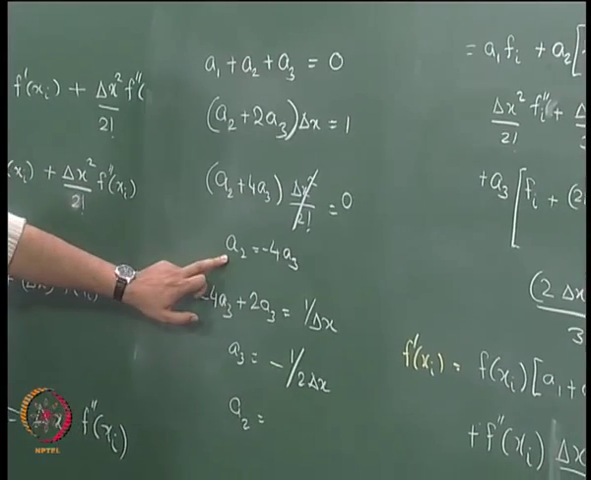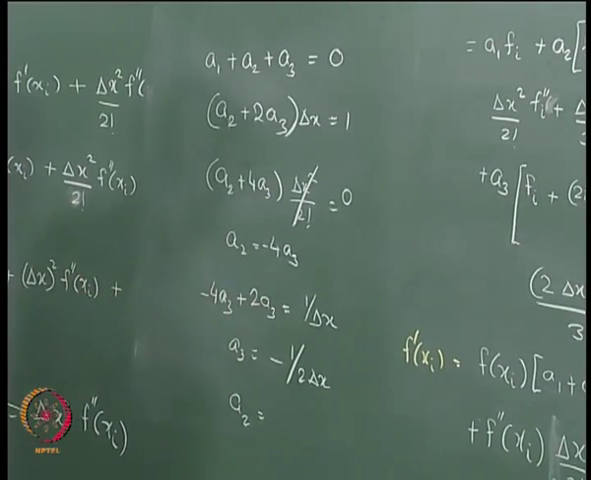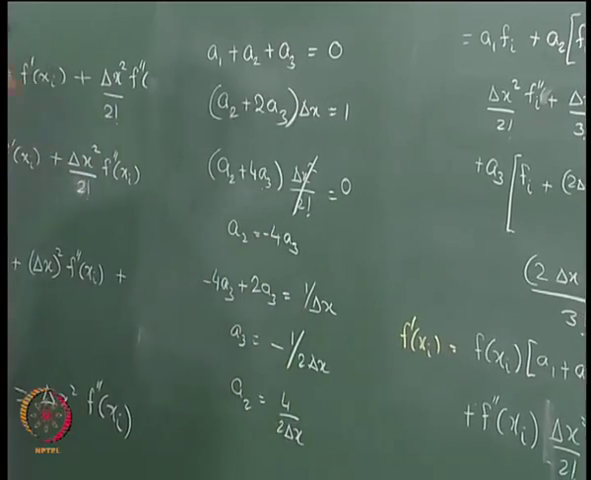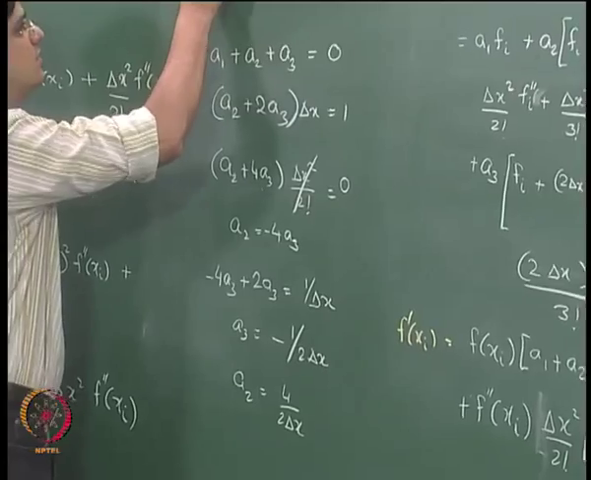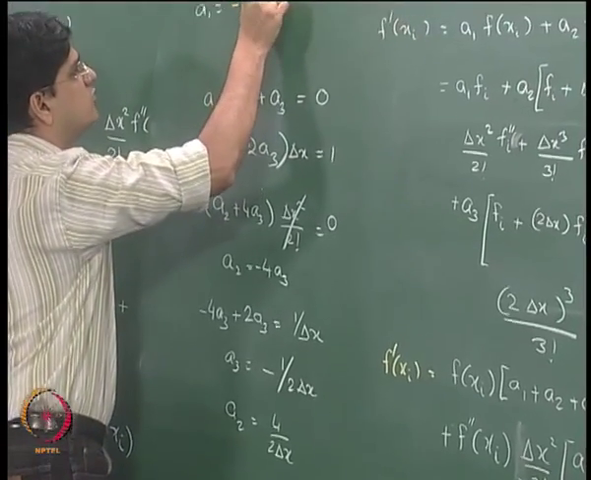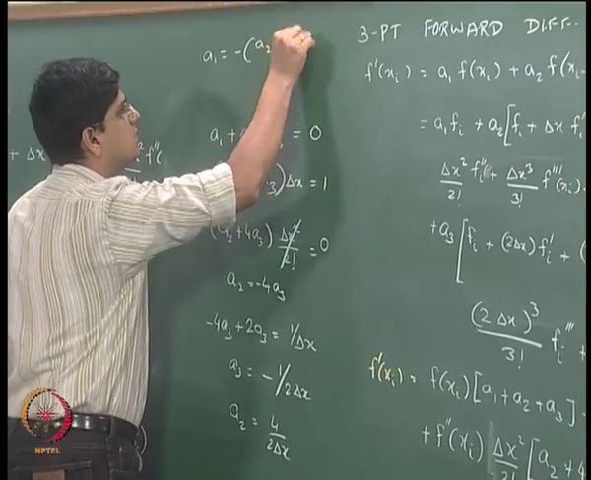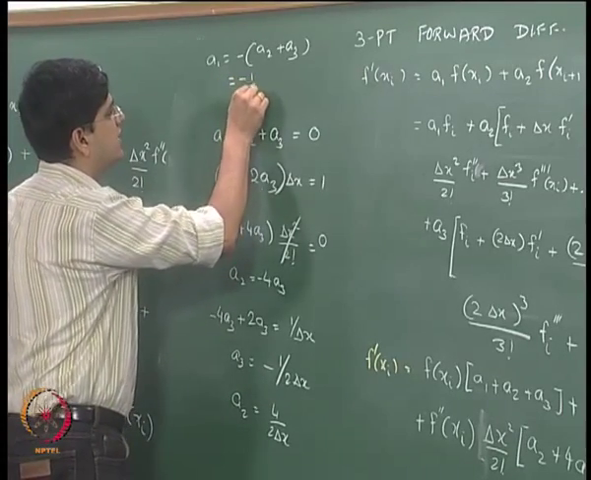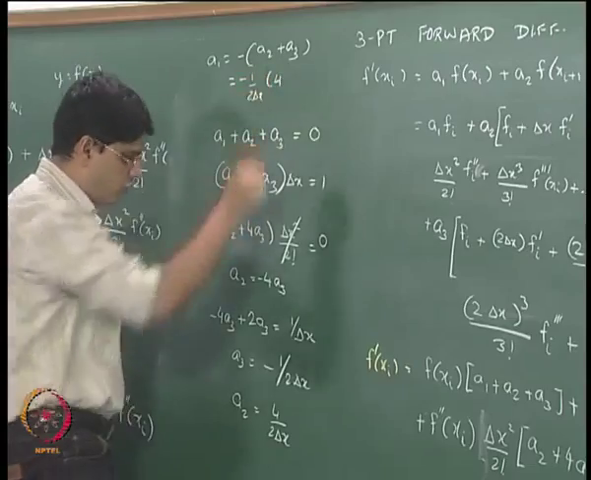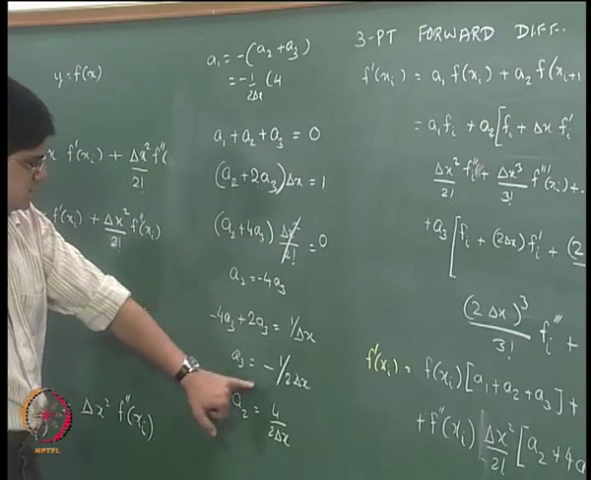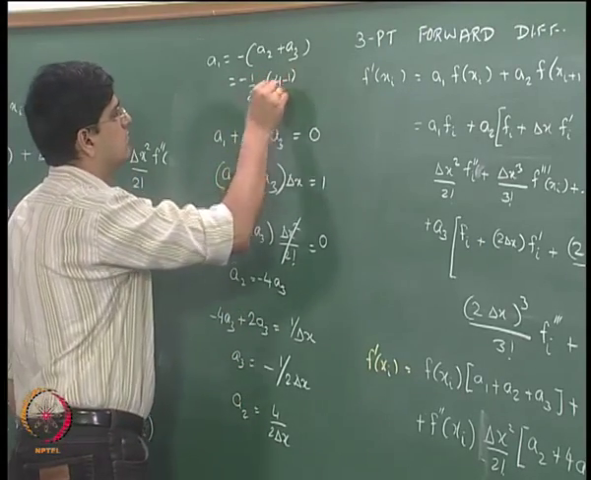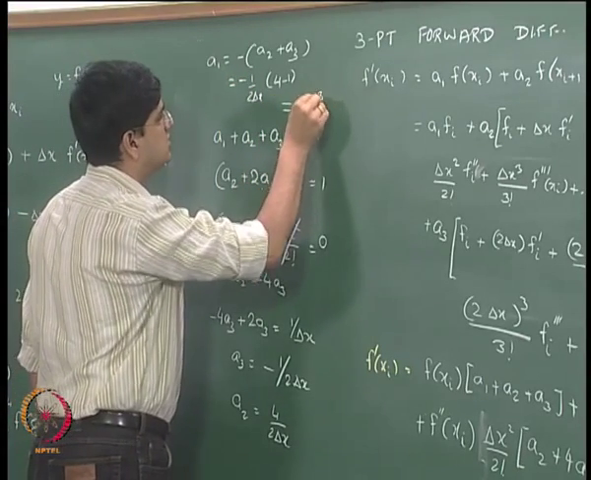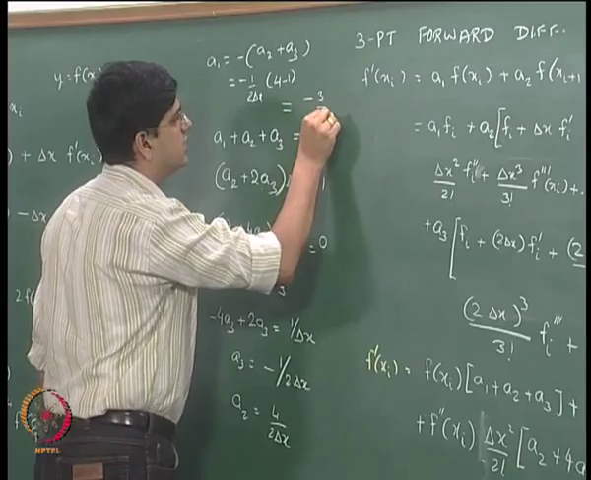A2 is going to be equal to 4 by 2 delta x, okay, and a1 is negative of a2 plus a3, which is going to be equal to negative of 1 by 2 delta x times 4 minus 1, okay, which is equal to minus 3 by 2 delta x.